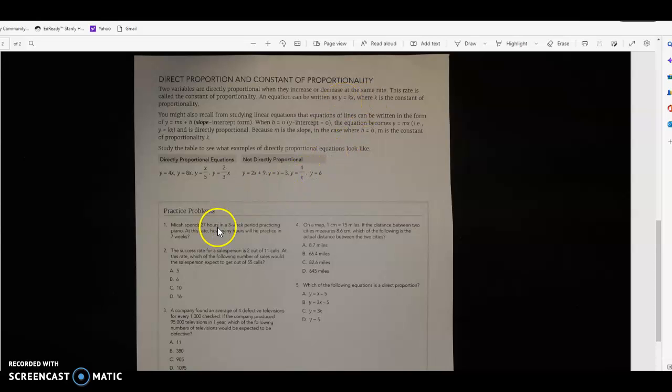Once you understand all this, then go out and do your practice problem. Again, I've worked out these practice problems in Canvas and posted the solution key in your Canvas handouts. Good luck on this section.